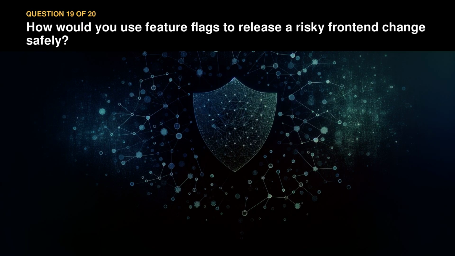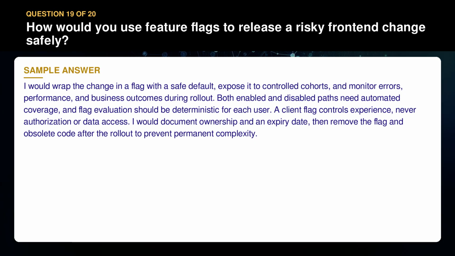Question 19. How would you use feature flags to release a risky frontend change safely? I would wrap the change in a flag with a safe default, expose it to controlled cohorts, and monitor errors, performance, and business outcomes during rollout. Both enabled and disabled paths need automated coverage, and flag evaluation should be deterministic for each user. A client flag controls experience, never authorization or data access.